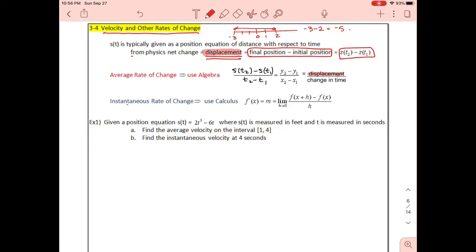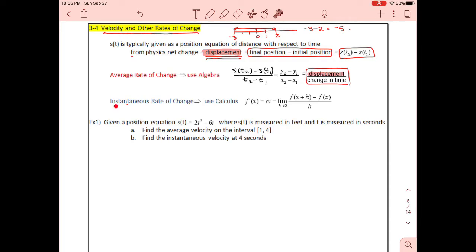So as we move on, we have an average rate of change. That just means algebra 1. And that would be s of t2 minus s of t1 over t2 minus t1. That's just like y2 minus y1 over x2 minus x1. That's a slope. And that is displacement over change in time. The numerator is just displacement. And so your average rate of change is always going to be displacement over change in time. So that's something that you should definitely know.